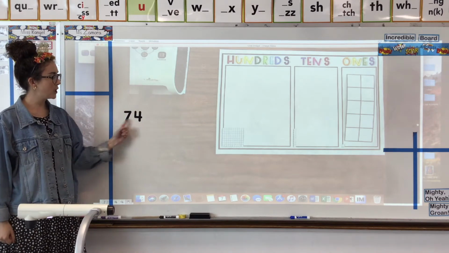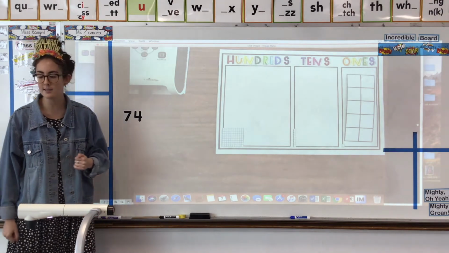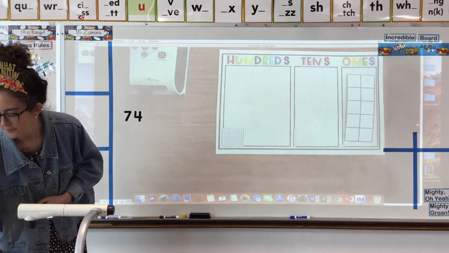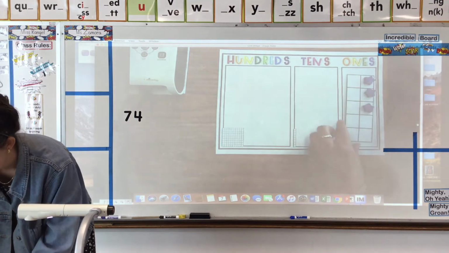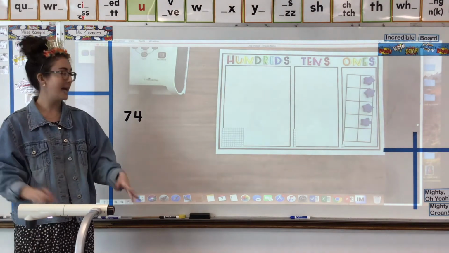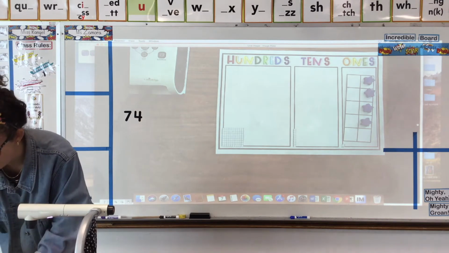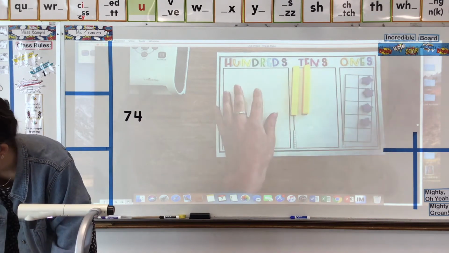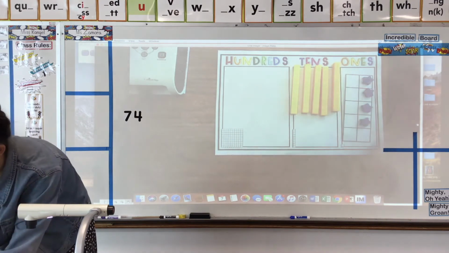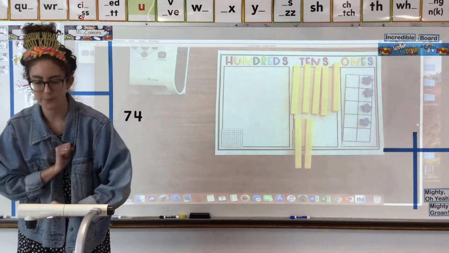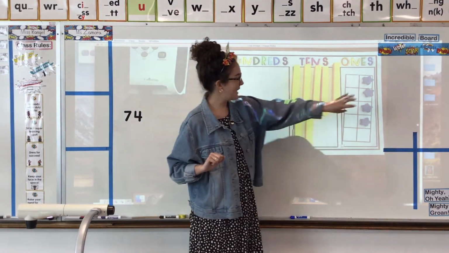So first, can we show 74 on our board? In 74, how many ones are there? How many ones? 4. Let's show 4 ones. Awesome. And how many tens? How many tens are there? 7. Let's show 7 tens on our board. Awesome. Can you do it with me? Okay, we've got 74 on our board. 7 tens, 4 ones.